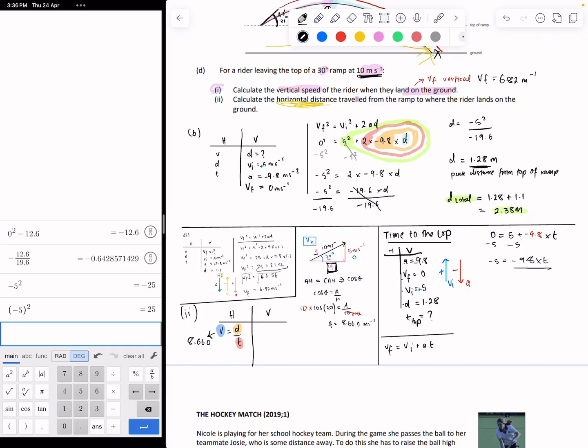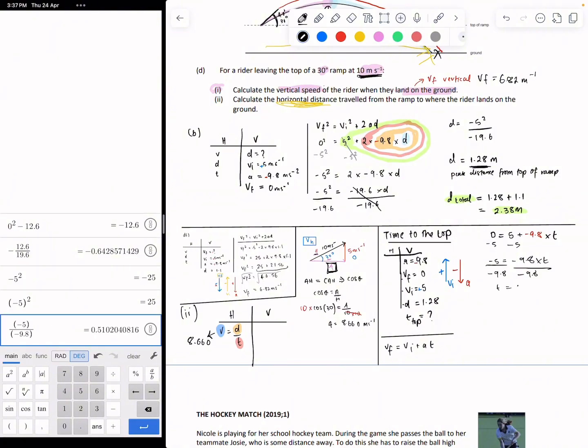To work out t, I have to get rid of times negative 9.8 by dividing it by itself. That means I have to divide the other side by itself. T equals 0.510 seconds to the top. Okay, so we know the time taken to get to the top is this right over here.